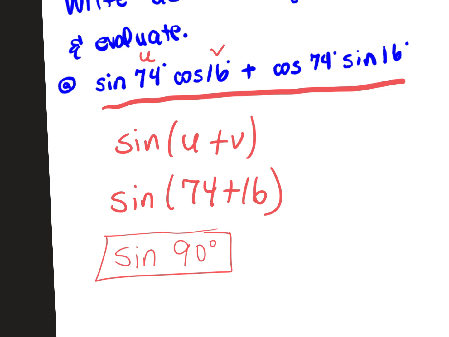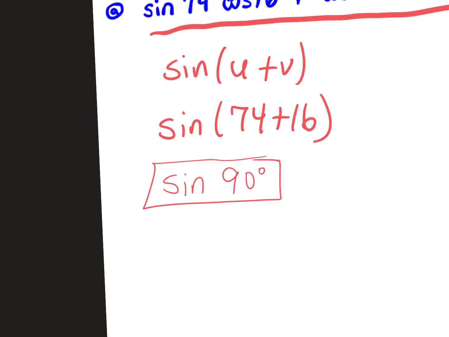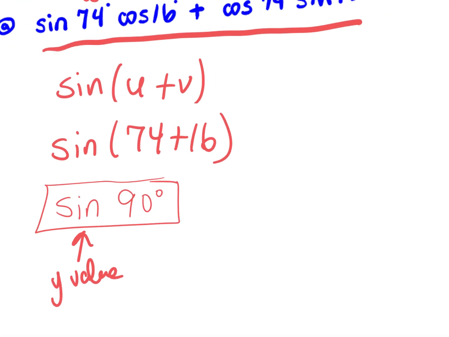Now, the second part of this question is to evaluate that. Sine is what value? It's the y value, right? So go on your unit circle, guys. What is the y value at 90 degrees? One good thing to do is say, okay, 90 degrees. What is the ordered pair at 90? 0, 1. This is my cosine. This is my sine. So what is the sine of 90? There's your complete answer.